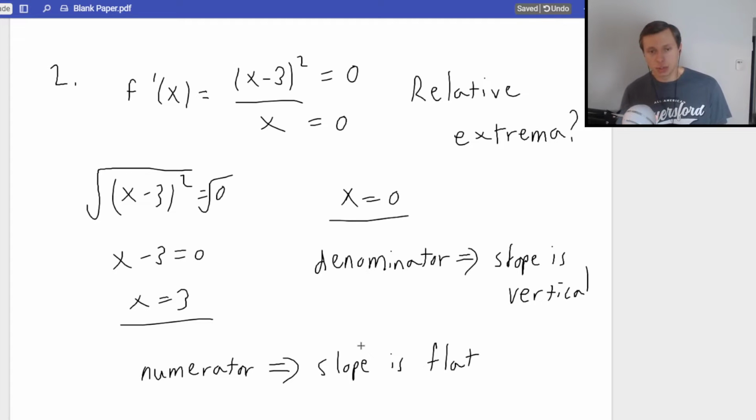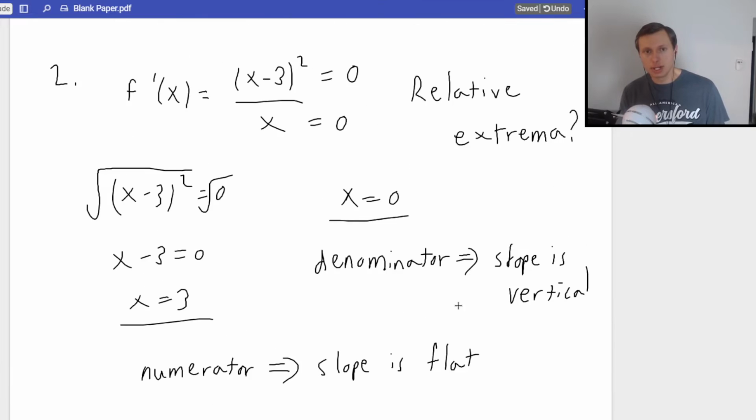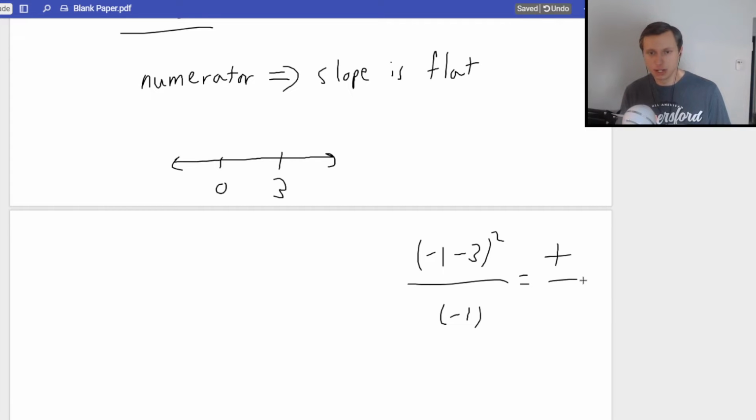Okay, so now we're still going to make the number line. Everything else stays the same with this problem as the last one. I put on 0, I put on 3, and now I just need to plug in points around these 3 regions. So let's start with negative 1. I'm plugging negative 1 into x minus 3 squared over x. So negative 1 minus 3 squared over negative 1. I see that negative 4 squared is going to be positive 16, so positive in the numerator, still negative in the denominator. That whole thing's going to be negative in that region.